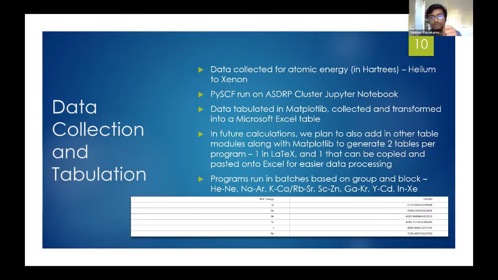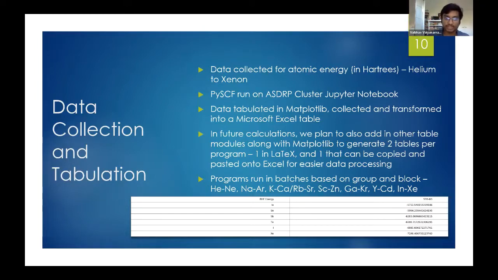So helium to neon, and then sodium to argon. We ran potassium, calcium, rubidium, and strontium on its own. Then we did scandium to zinc, gallium to krypton, yttrium to cadmium, and then indium to xenon. So that covers the first 54 elements.